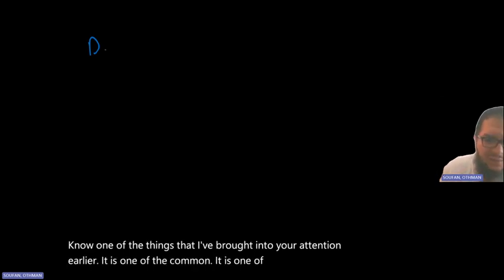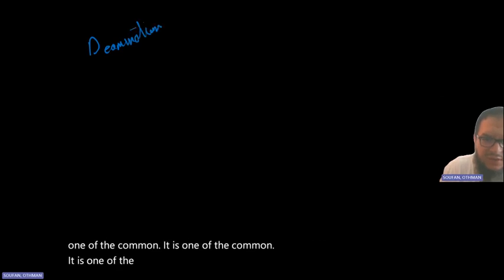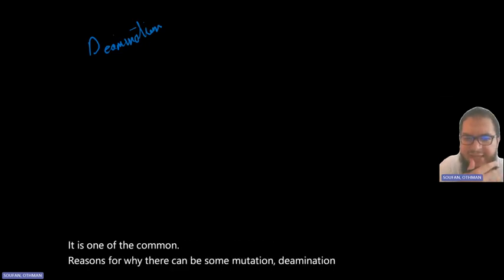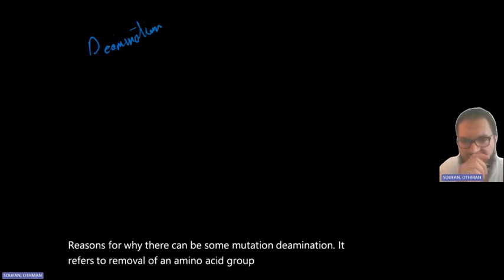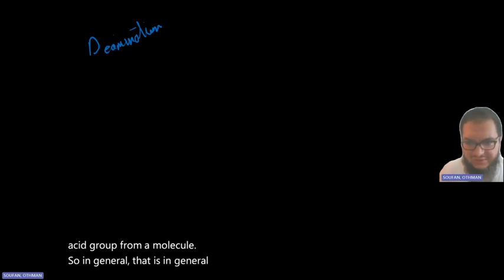One of the things I brought to your attention earlier is one of the common reasons why there can be some mutation: deamination. It refers to removal of an amino group, removing an amino group from a molecule. So that is the general definition.